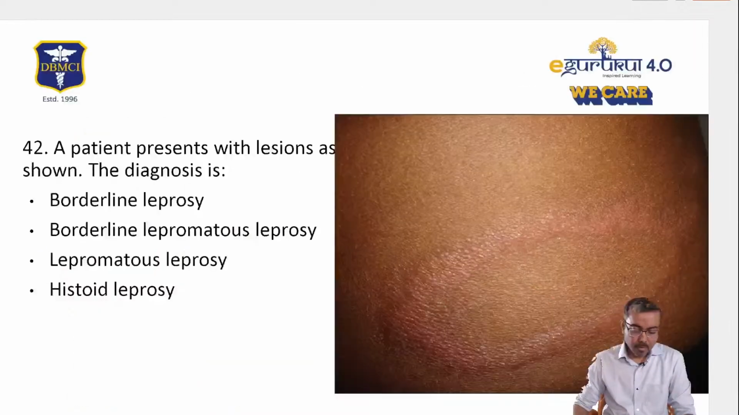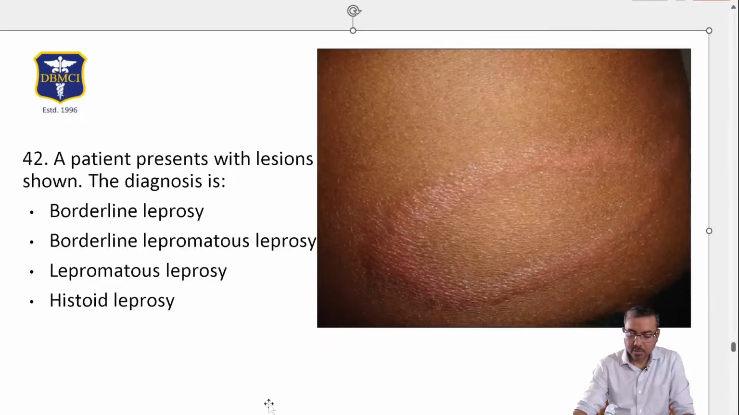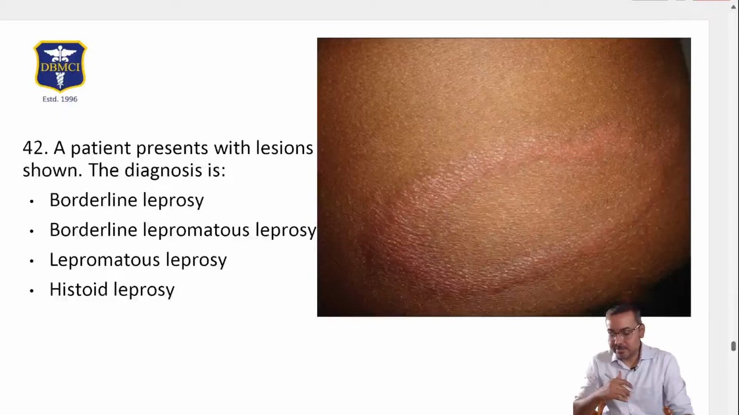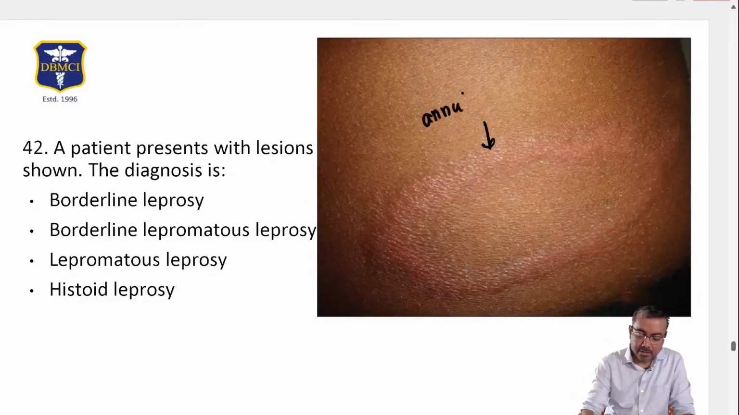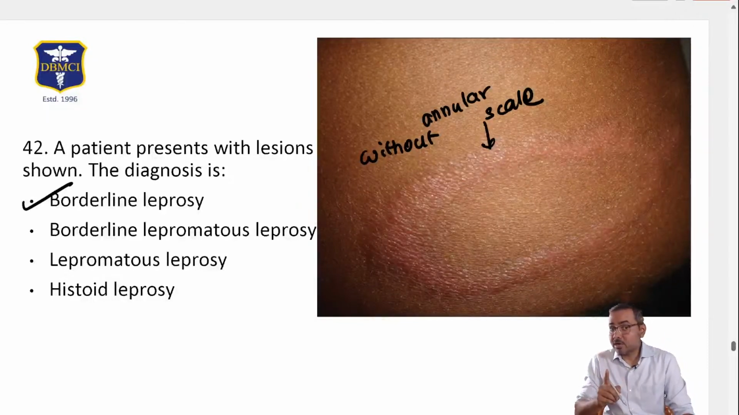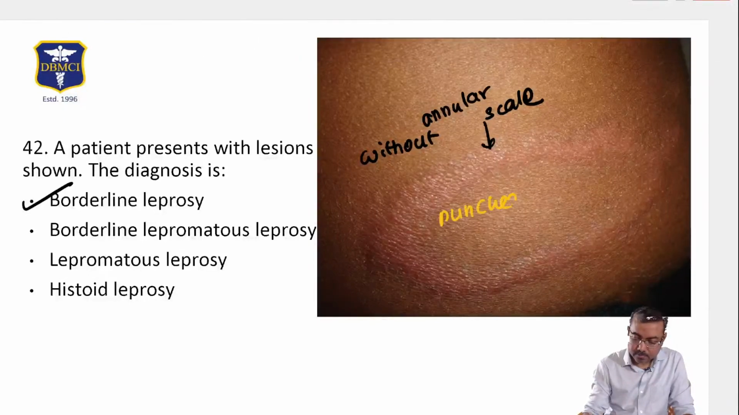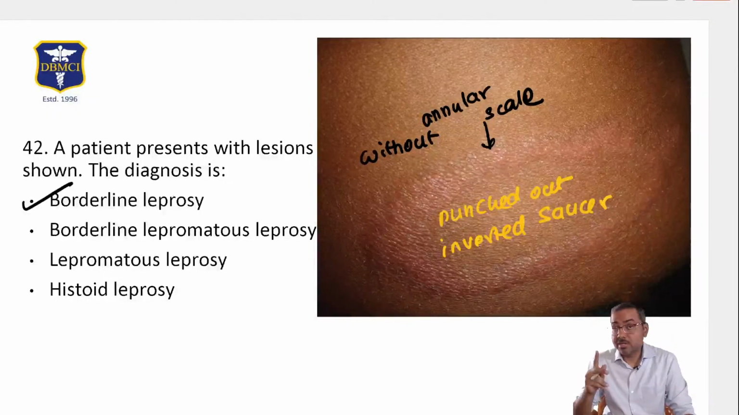Clear? All right. A patient presents with lesions as shown. Diagnosis. Now tell me the answer, please. Important question. This was again asked. Tell me the diagnosis. Look at the image. We already discussed it earlier. Can you appreciate the annular ring lesion without a scale? Can you pick that up, please? Without a scale, this is typically borderline Hansen's. Okay, it's borderline or mid borderline. We also call this punched out lesions. क्या कह सकते हैं? Punched out. ठीक है? Punched out lesion, we also call it inverted saucer. Okay, inverted saucer, punched out lesion, annular lesion of dermatology is all something that we do. Okay, clear?